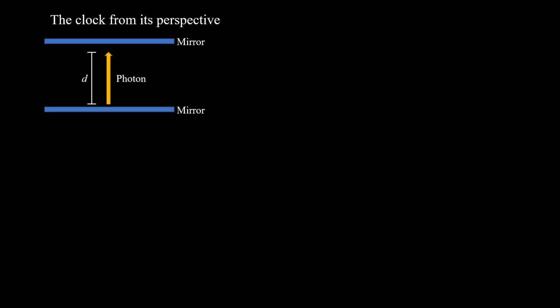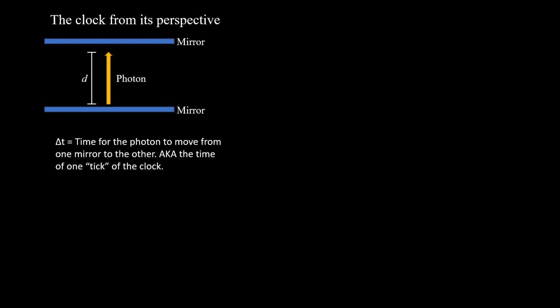For our experiment, imagine a clock made from two mirrors with a photon of light bouncing in between them. For our imaginary clock, every tick occurs when the photon travels from one mirror to the other, called delta t. The mirrors are separated by a distance d, and the speed of light is c, constant. If delta t is the amount of time it takes for the light to travel over distance d at speed c, then delta t is equal to d over c.